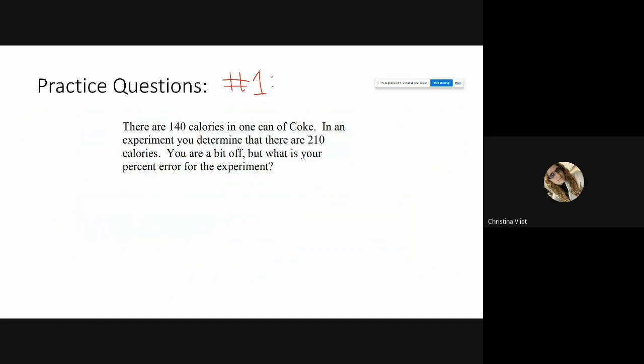This question, you're told the established amount of calories in a can of Coca-Cola is 140. You ran an experiment and you found in your experiment that there were 210 calories. Now, the 140 calories is an established value. So your experiment was off. What is your percent error?